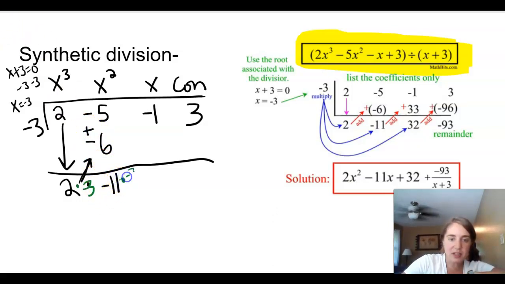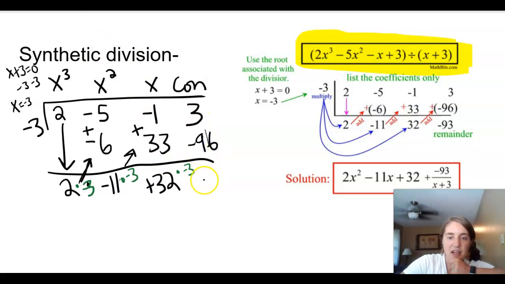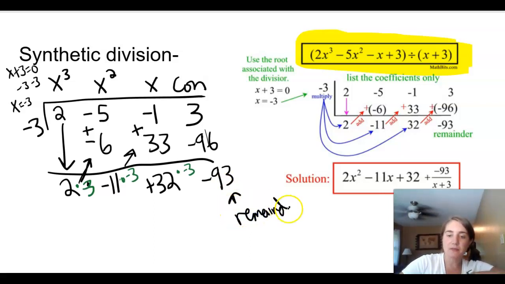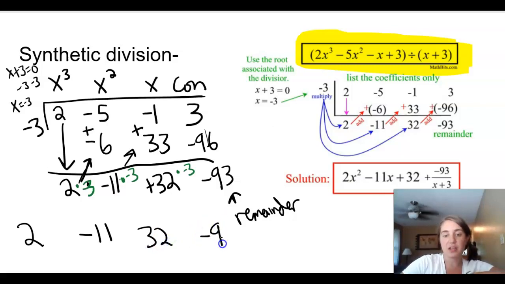Now I times by -3. That ends up with 33. I add down. That gives me a positive 32. Times -3 is -96, add down, and I get -93. Whatever number is left is our remainder. So I have a 2, a -11, a 32, and a -93.